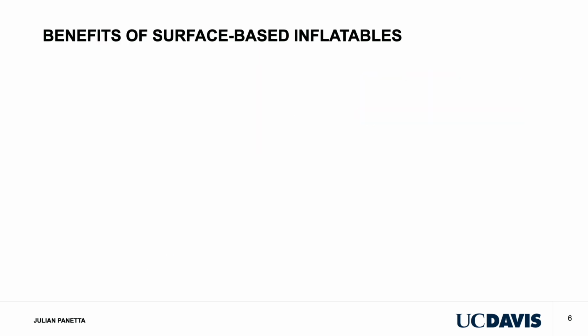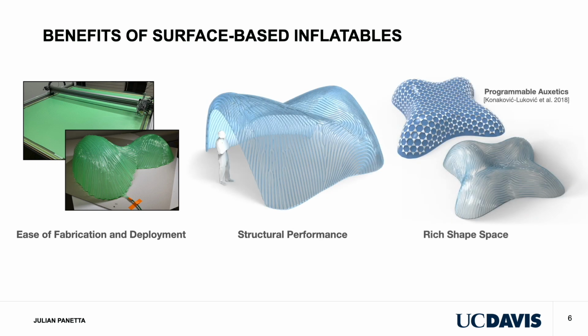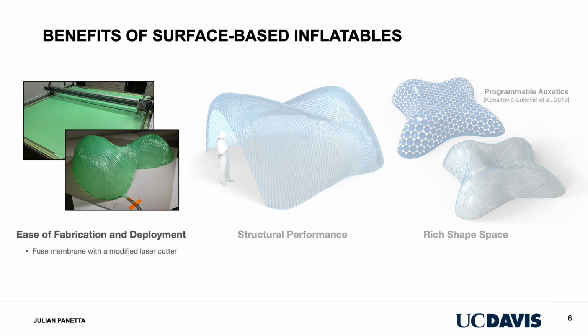Some benefits that surface-based inflatables offer over previous types of deployable structures are their ease of fabrication and deployment, their structural performance, and their rich shape space. All of our prototypes were fabricated with what is essentially a modified laser cutter, tuning the laser to weld the sheets together rather than cut through them. The design is then easy to deploy and retract with an air pump and does not require precise pressure control.